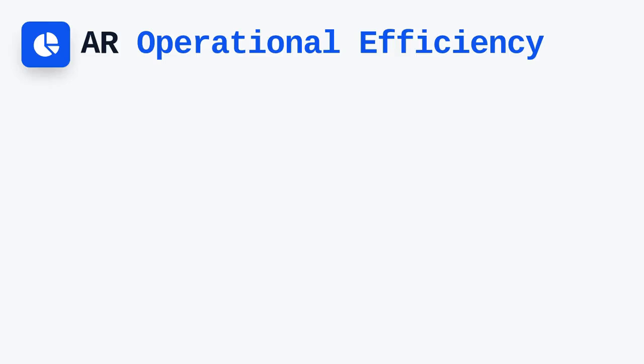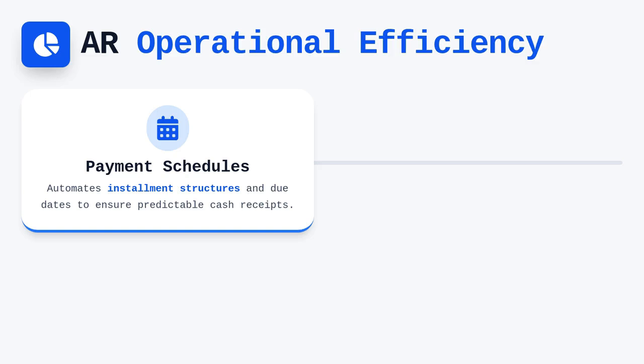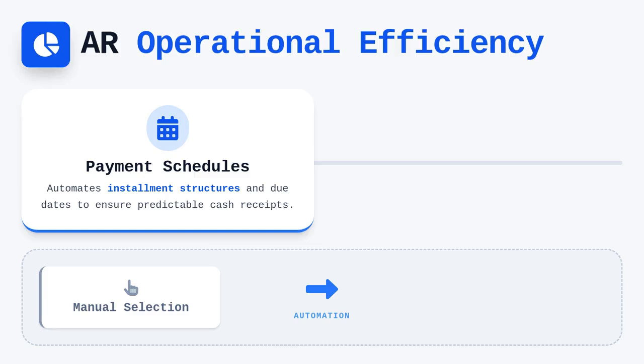The operational efficiency of the accounts receivable team is also heavily influenced by how we define default payment schedules and collection prefixes within these master records. A payment schedule determines the installment structure or the due date calculations applied to an invoice, which dictates the cash receipt schedule for the organization. By setting these defaults on the customer card, we remove the burden of manual selection from the order entry staff, who might otherwise choose inconsistent terms.